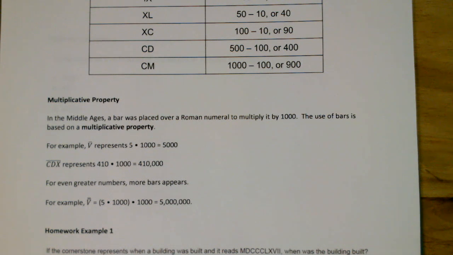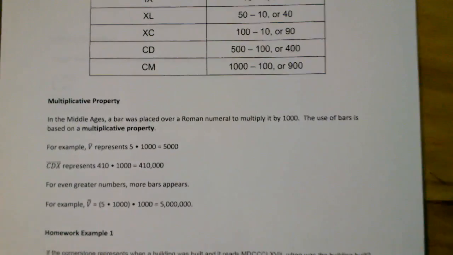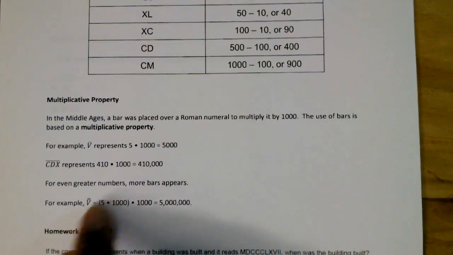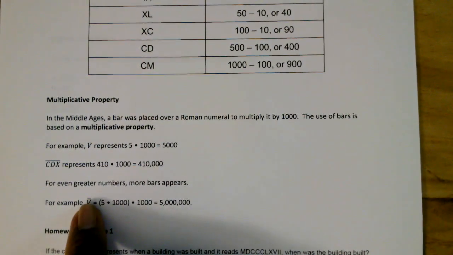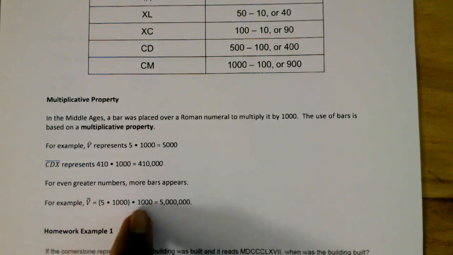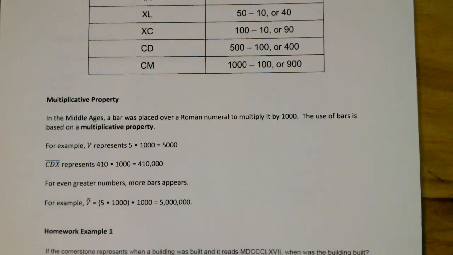And for greater numbers, we use more bars, like for this one. The V has 2 bars on top. So that means the V is a Roman numeral for 5. The first bar above it is going to be 5 times 1,000. The second bar on top of it means I need to multiply by 1,000 again. So 5 times 1,000 would be 5,000, times another 1,000 would be 5 million.